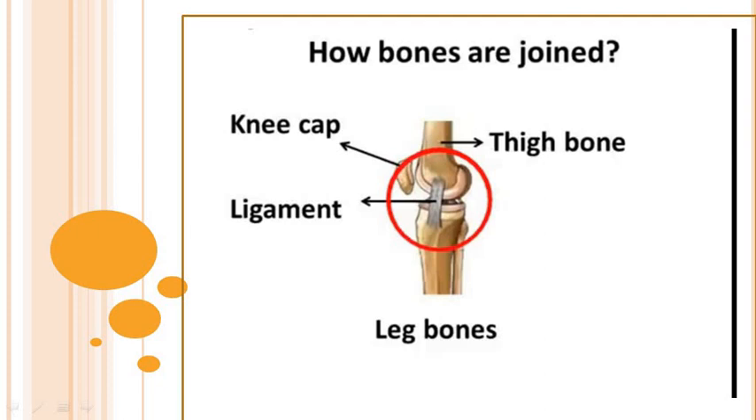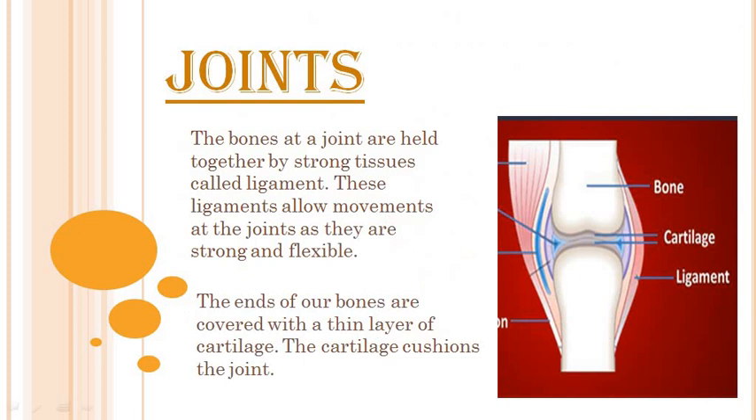Now you understood the places where the bones meet each other and are joined, but how are these bones actually joined together? Is any glue used to join the bones? No. The bones of a joint are held together by a strong tissue called ligament. As you can see in the picture, the upper layer is a strong tissue, a group of cells. So no glue is used. A group of cells, a strong tissue which holds two bones together, is called ligament. Because they are strong and flexible, ligaments allow movement at the joint. Because of the ligament, our joints stay in their place, they do not dislocate.